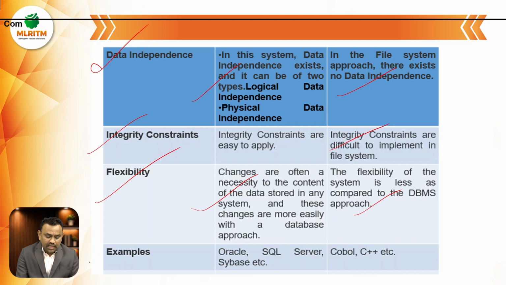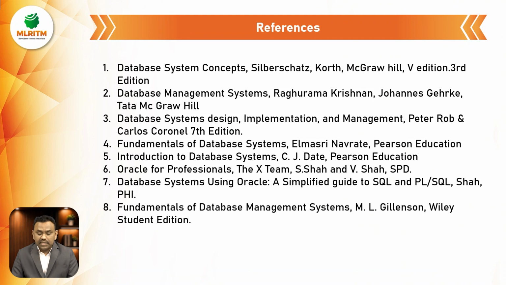So coming to the examples of DBMS, we have already discussed Oracle, MySQL, Sybase, DB2, and MongoDB. All are examples of DBMS. Examples for file systems include COBOL, C++, C compilers, Java compilers, etc. All these are the differences I have listed regarding DBMS versus file system. All these are the references I have taken. This is about the file system versus DBMS and the history perspective of the DBMS.